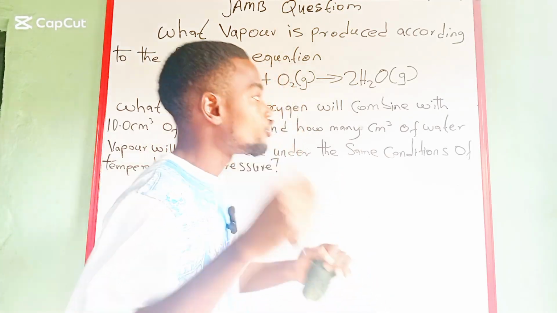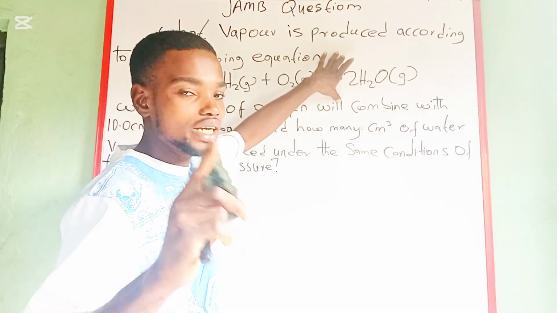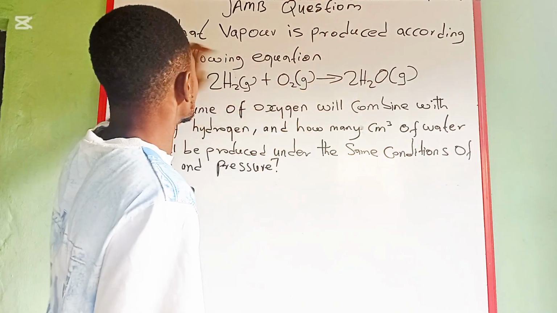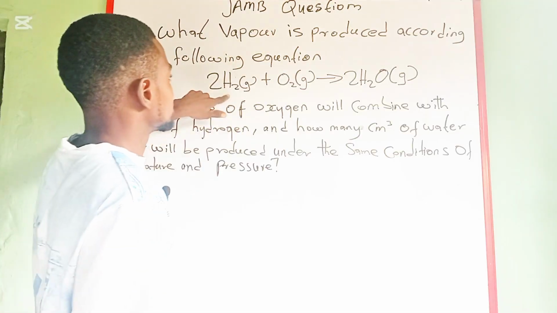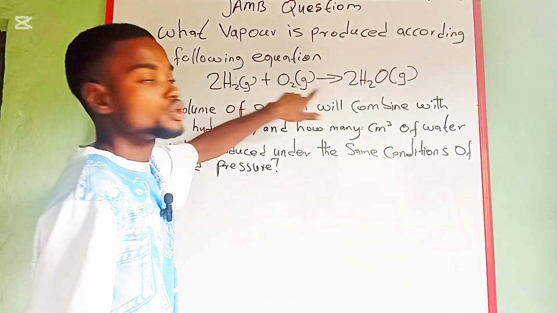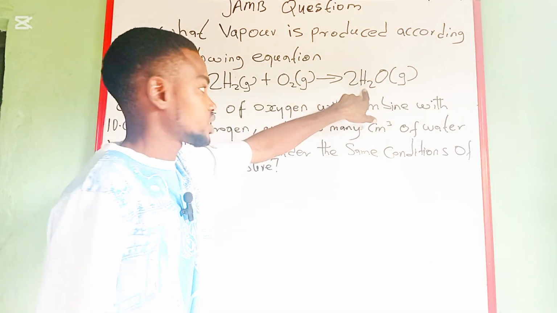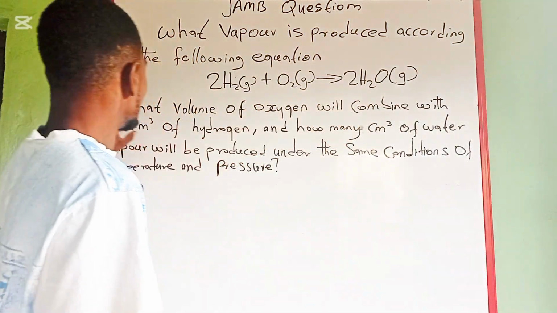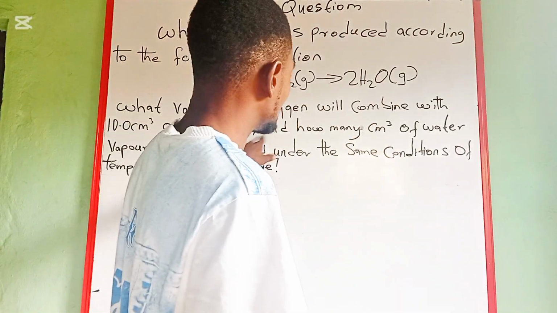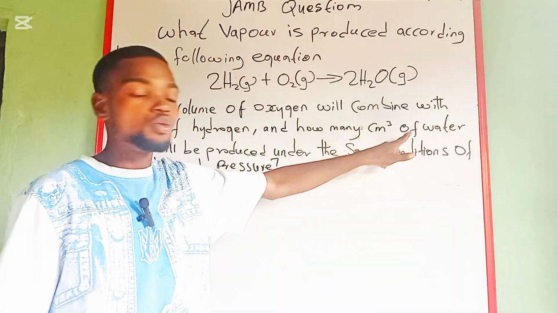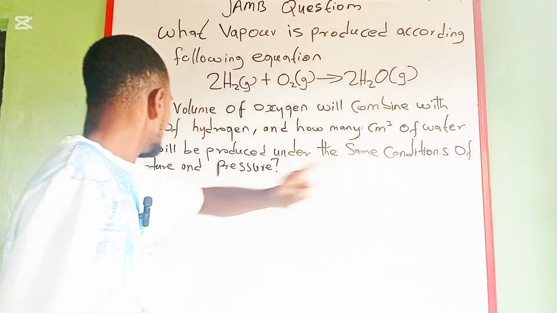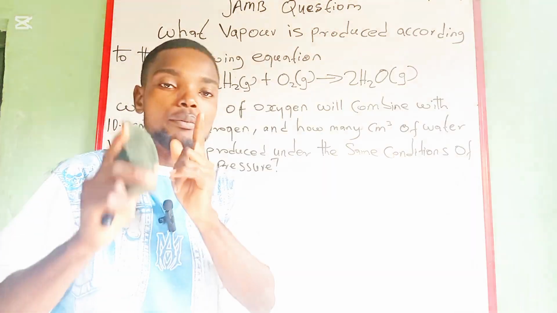Most students get confused at this particular question in JAMB. Now let's read together. What vapor is produced according to the following equation? This is the equation whereby hydrogen reacts with oxygen to give us 2 steam of what? Water. Now we have: what volume of oxygen will be combined with 10 cm cube of hydrogen, and how many cm cube of water vapor will be produced under the same condition of temperature and pressure.